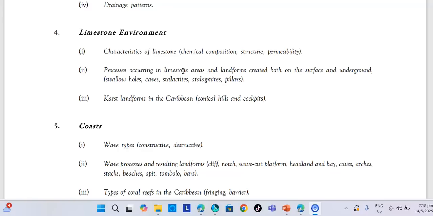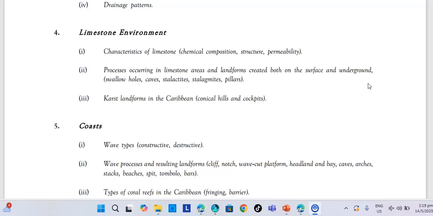Now, what are limestone landforms that are created both on the surface and underground? So we're going to look at these examples, but I'm going to categorize them as surface landform or underground landform. All right. So the first one we're going to look at is surface landform. As its name suggests, a surface landform is seen on top of the land.